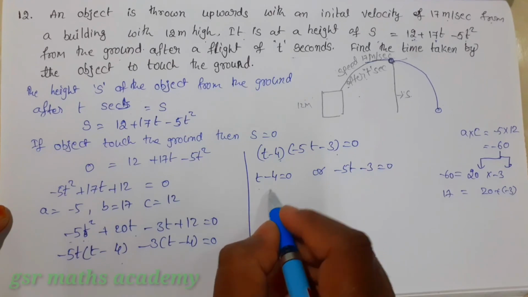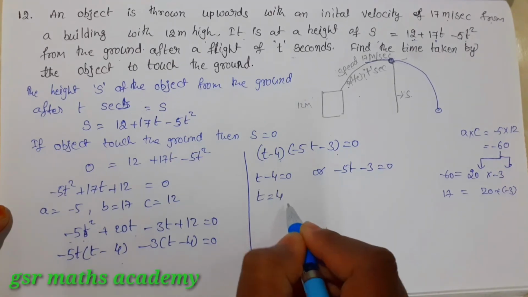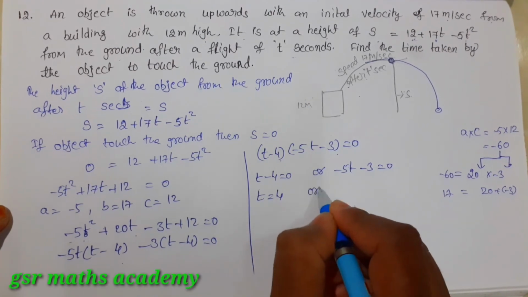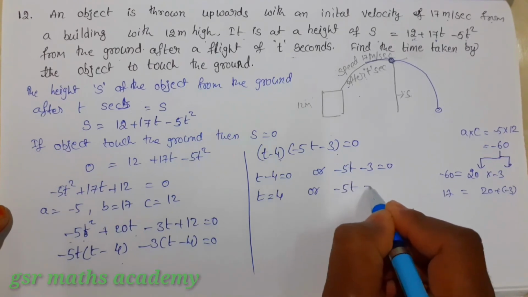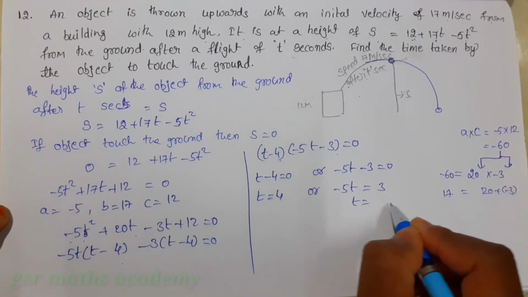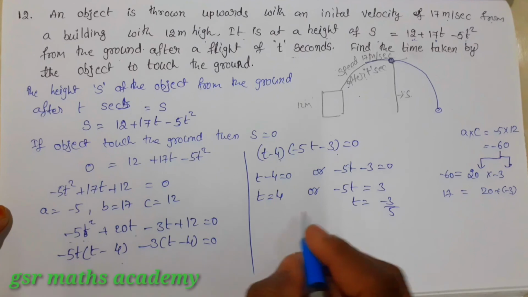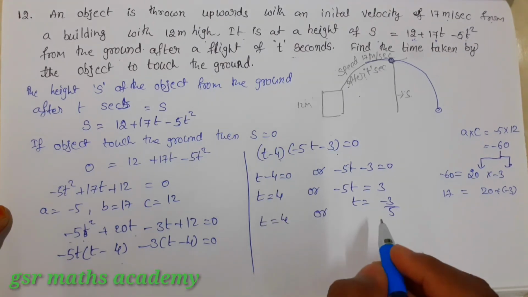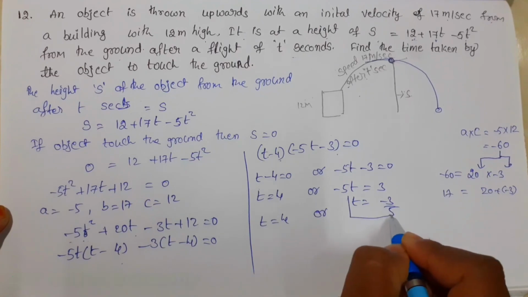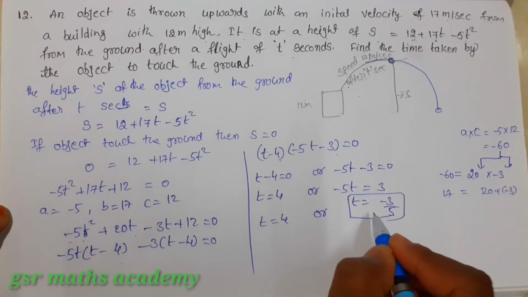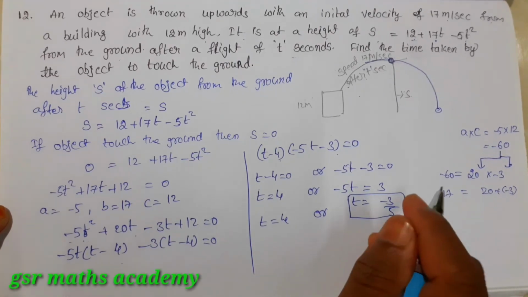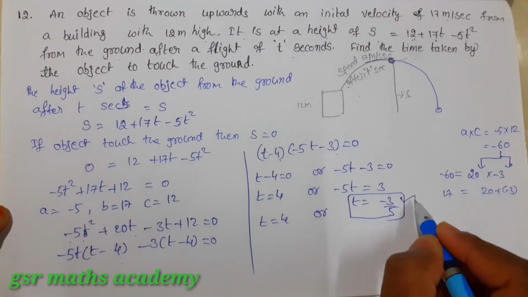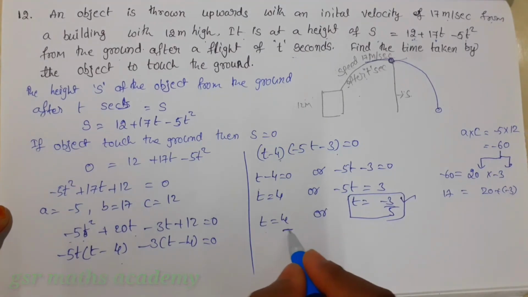If t minus 4 is equal to 0, the t value is 4, or minus 5t is equal to 3, so t is equal to minus 3 by 5. Now we got two values for t, but if you observe the second value, it is a negative number. Time won't be negative, so this will be neglected. Then t is equal to 4 is the answer.